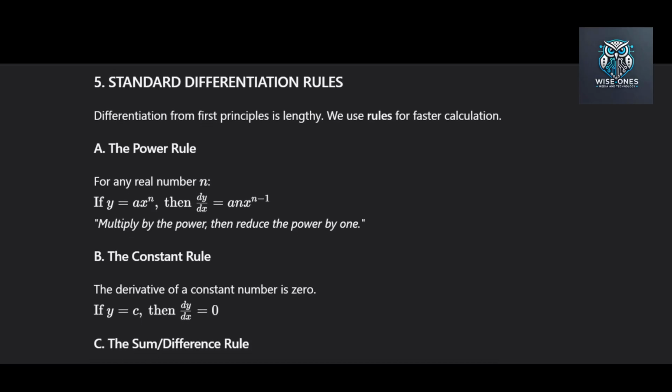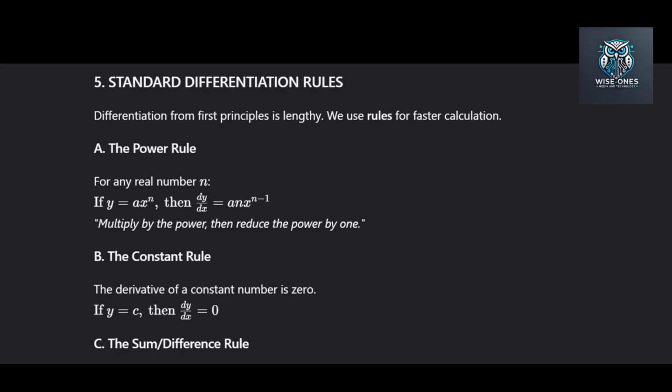Standard differentiation rules. Differentiation from first principles is lengthy. It takes a lot of writing, so we use rules for faster calculation. These rules are like shortcuts. Rule A, the power rule for any real number n. If y equals a times x to the power of n, then dy/dx equals a times n times x to the power of n minus 1. Say this out loud. Multiply by the power, then reduce the power by 1. This is the most important rule in calculus.